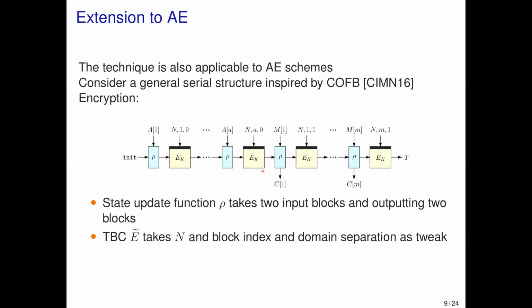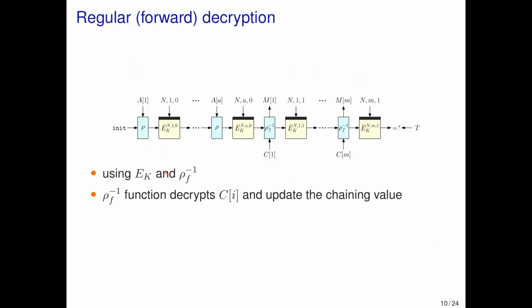This tilde-E box is a tweakable block cipher that takes nonce, the block index, and some domain separation bits as a tweak. And this picture shows its regular decryption. It uses an encryption function tilde-E_K, as in the case of the encryption, and a variant of rho function called rho-inverse here. Rho-inverse decrypts the ciphertext block and updates the chaining value here.